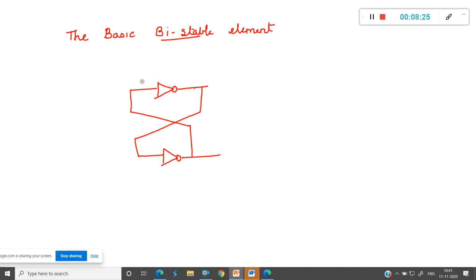Okay, so let me label this now. Input of the first inverter is X. Next, output of the first inverter will be X bar. This output is known as Q, and this output is known as Q bar. Q and Q bar are complement to each other. Input of the second inverter is Y. Output of the second inverter is Y bar.